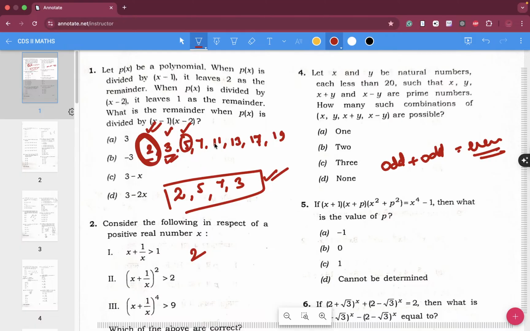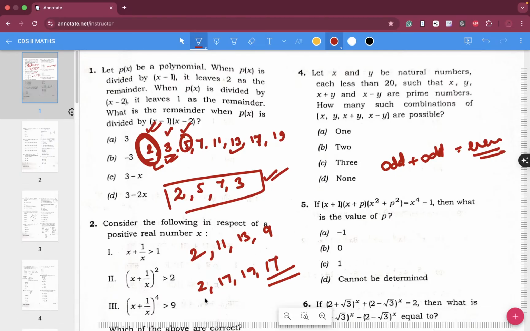2 plus 11 is 13, but the difference is 9, so it will not work out. 2 plus 13 is 15, not a prime number. 2 plus 17 is 19, and 19 minus 2 is 17, the same number again, so it works.